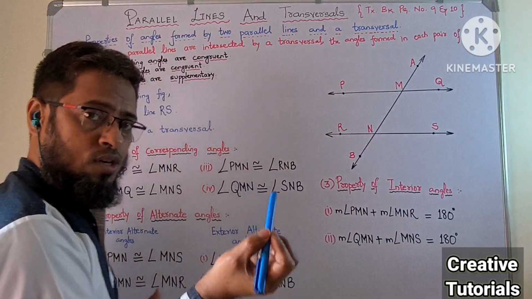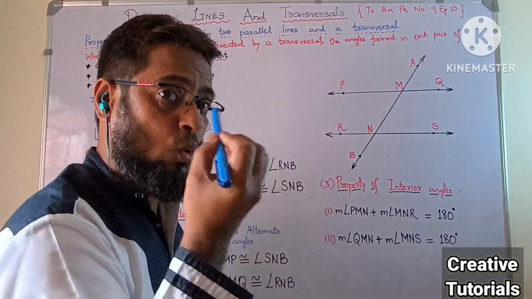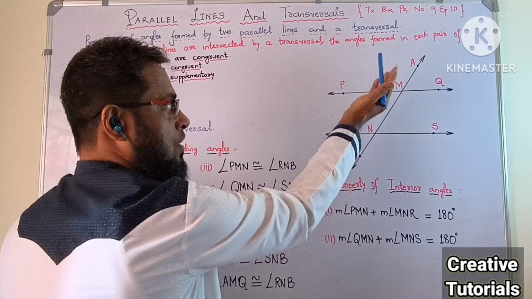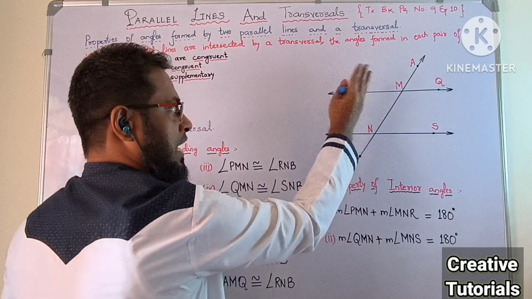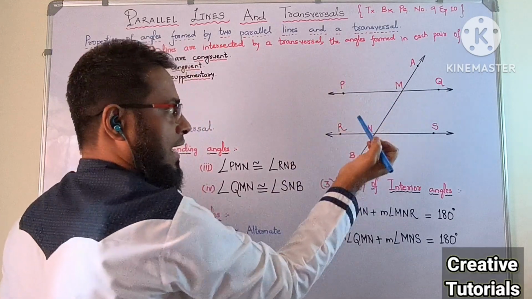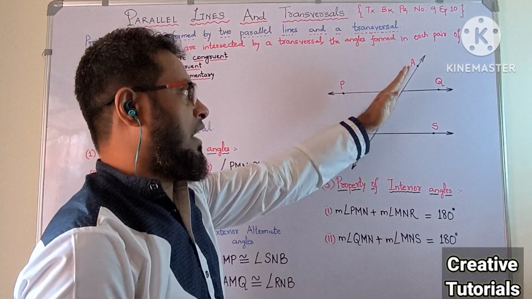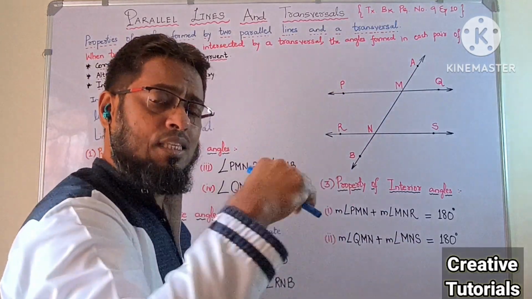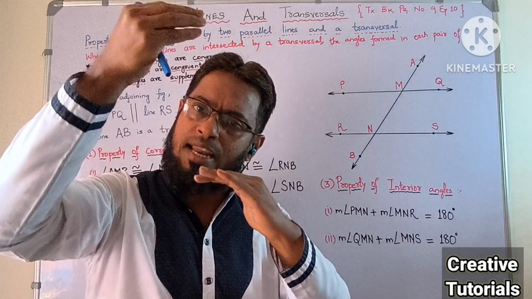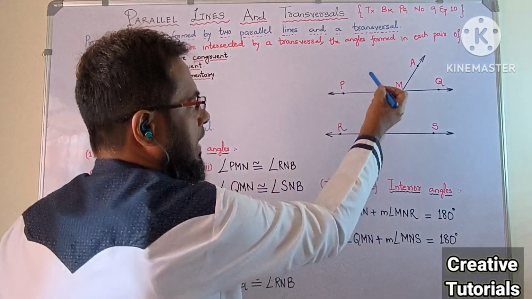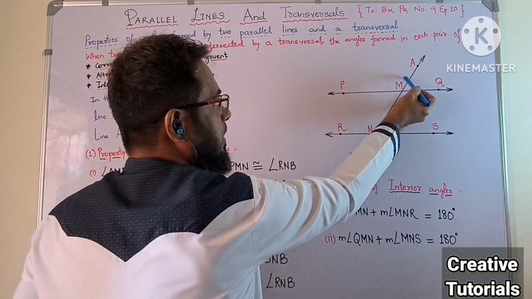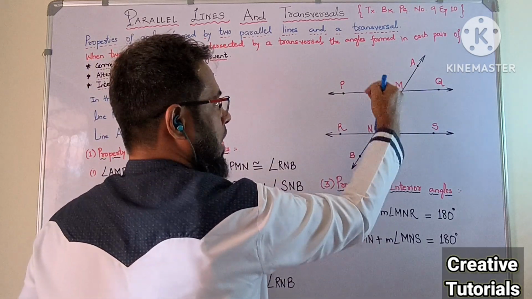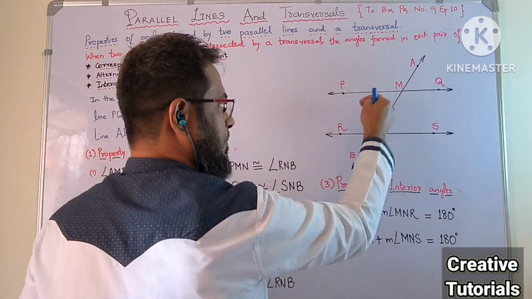If I remember, my dear children, I had taught you that corresponding angles are those angles which are made on the same side of the transversal. So you see, this side is the same for this angle as well as this angle. That means they are on the left hand side of the transversal, and both the angles will be either above the line or below the line. So here the angles are above the line. So this is that angle and this is that angle.